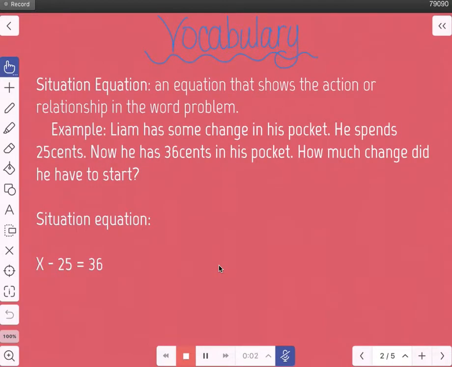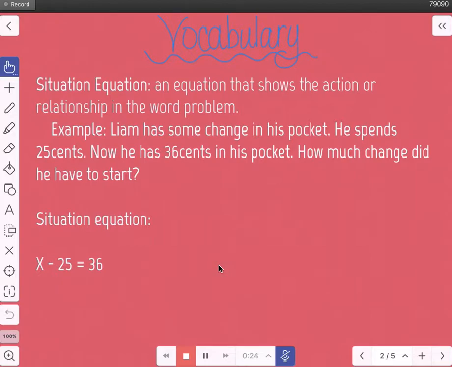So some quick vocabulary that I want you to write down. It's important. It seems like a lot, but it's the only vocabulary that we'll have for a while, so I want you to make sure you write it down. Here is the definition for a situation equation. Remember that a situation equation is the equation that shows the action or relationship within the word problem. So literally, it's exactly what the word problem is saying.